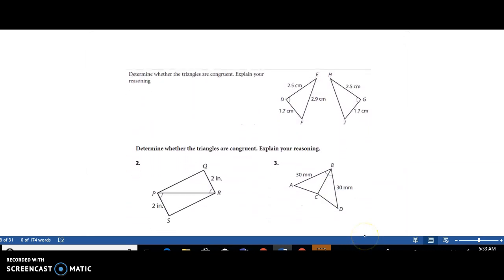Okay, so here we go. Determine whether the triangles are congruent. Explain your reasoning. I want to give you a second to take a look at this and see if you can figure out if they're congruent or not. And remember, we're using SAS. So we want to determine if we have any sides congruent. If we take a look at this one, we see that DE is 2.5. What's the other side that's 2.5? HG. And then we also have these are 1.7. I don't know if this side is congruent because I don't have HJ. But I do have that angle D is congruent to angle G. It just told me that.